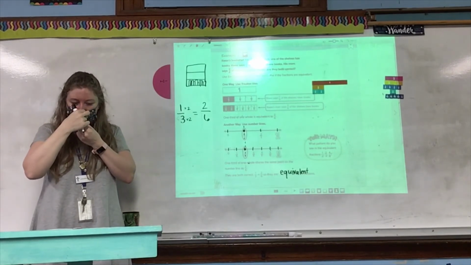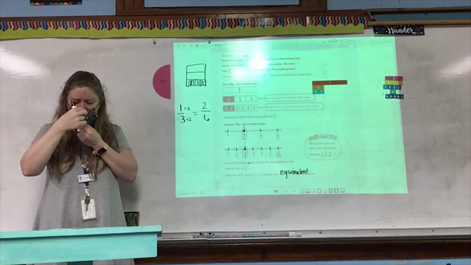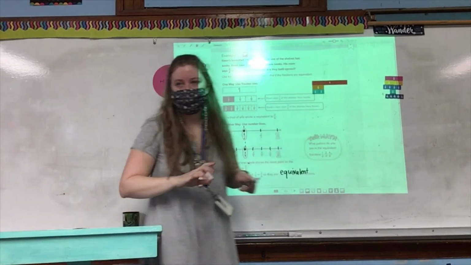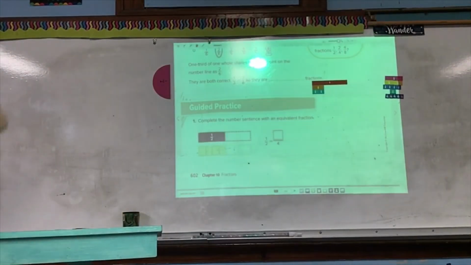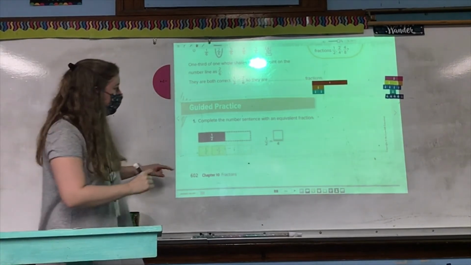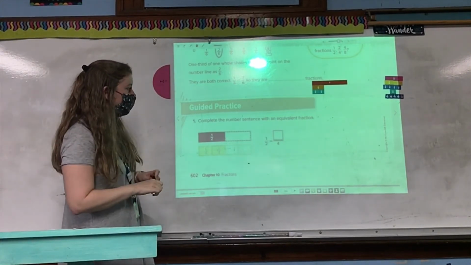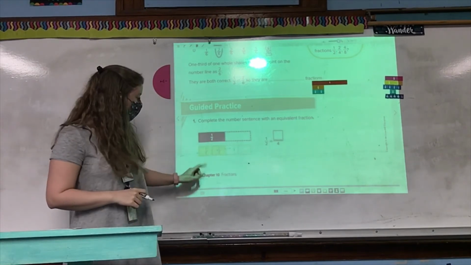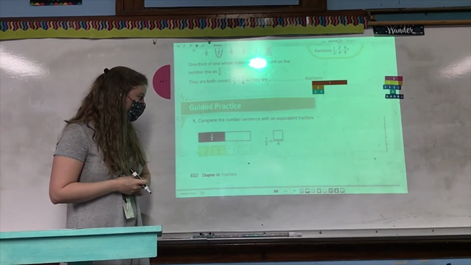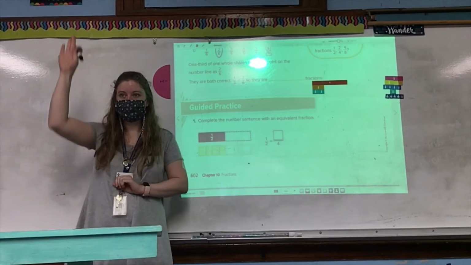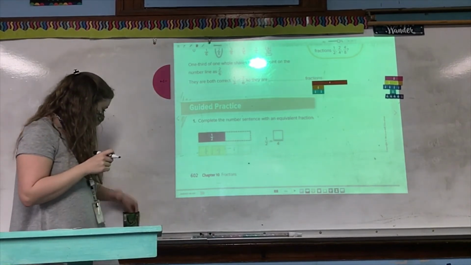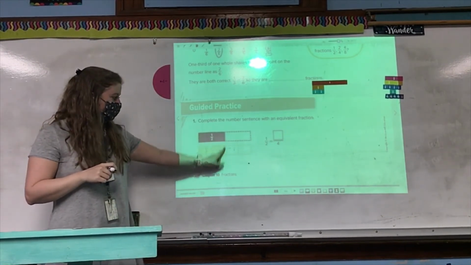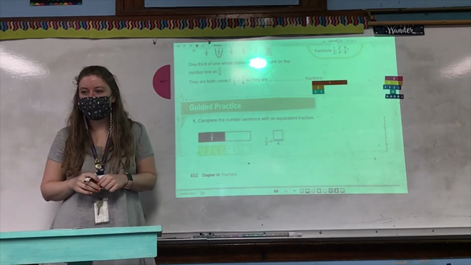Okay. Is everybody ready for the guided practice? Good observation. Let's look at the guided practice. Number 1 says, complete the number sentence with an equivalent fraction. So we have 1/2 and we have 2 1/4 tiles. Are they the same? Colin, are they the same? Are they taking up the exact same amount of space?